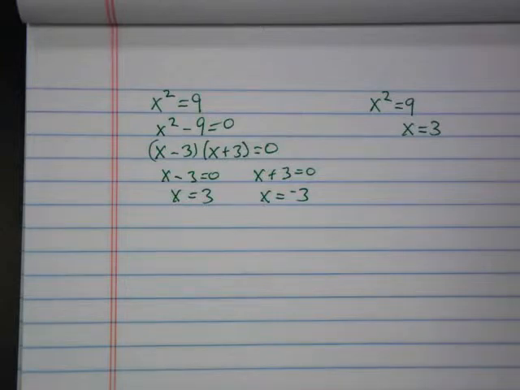So basically with these, we always start with either adding or subtracting the answer. You've got to get 0 on one side. If you don't have 0 on one side, your first step should be get 0 on one side.